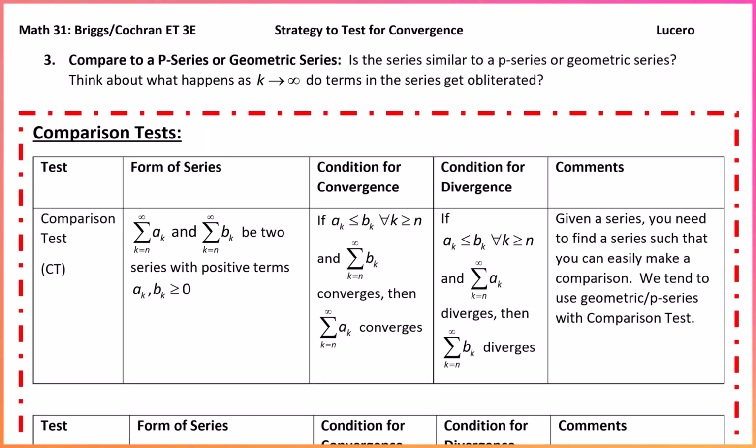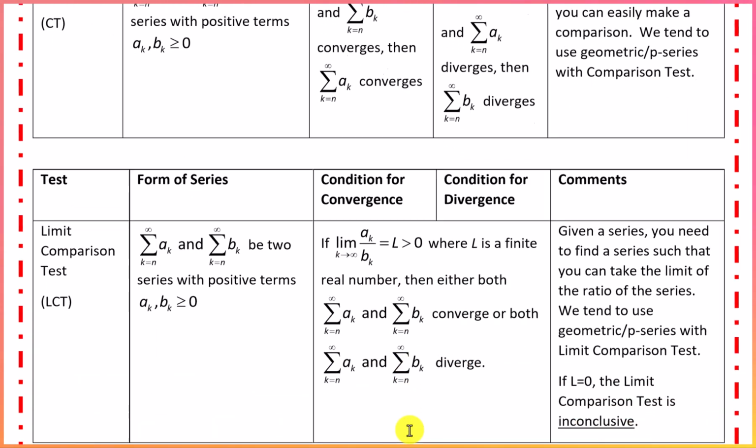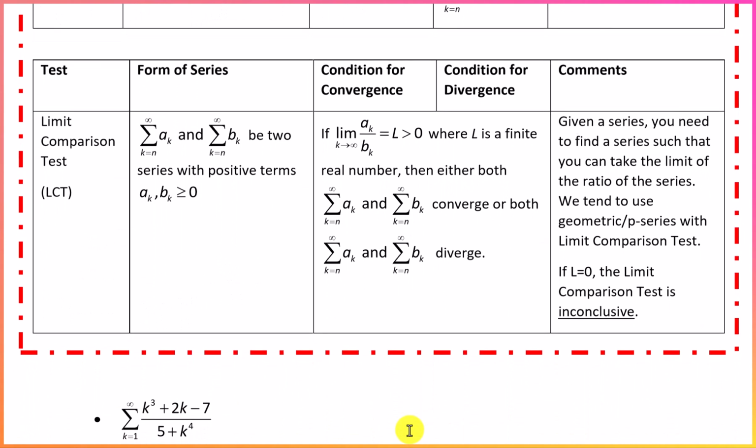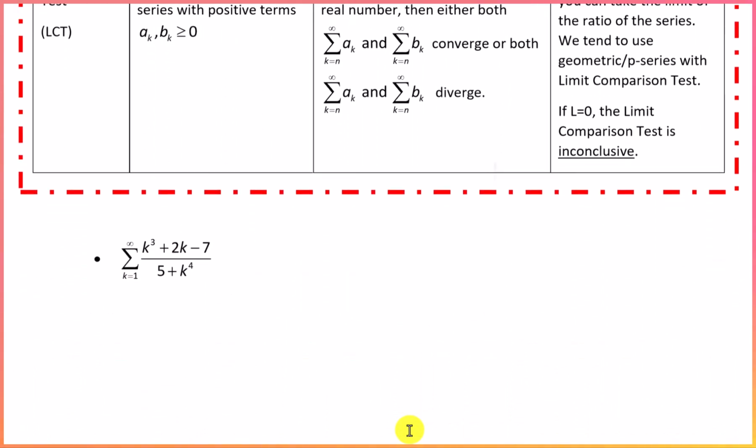Okay, so what if it's not one of our special series, like a P series or a geometric series, but it looks like a P series or a geometric series? Well, that's when we pull out the comparison test or limit comparison test, either the direct comparison test or the limit comparison test. So if we have a series that looks very similar to a P series or a geometric series, then we want to think about our comparison test, compare directly with an inequality, or limit comparison test. So we can use either of those two. And here would be a couple of examples.